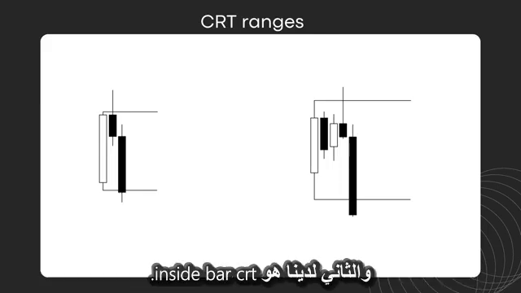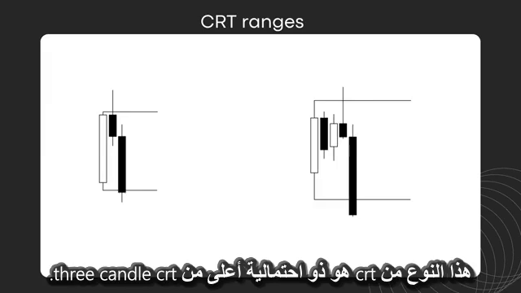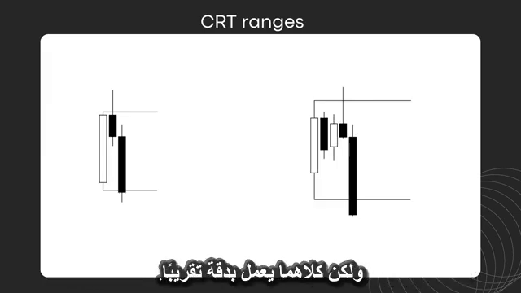And second, we've got the inside bar CRT. This type of CRT is higher probability than the 3 candle CRT, but almost both of them work accurately, right?